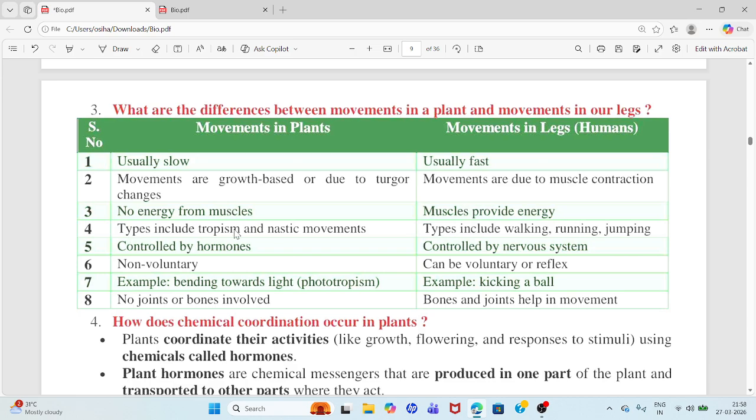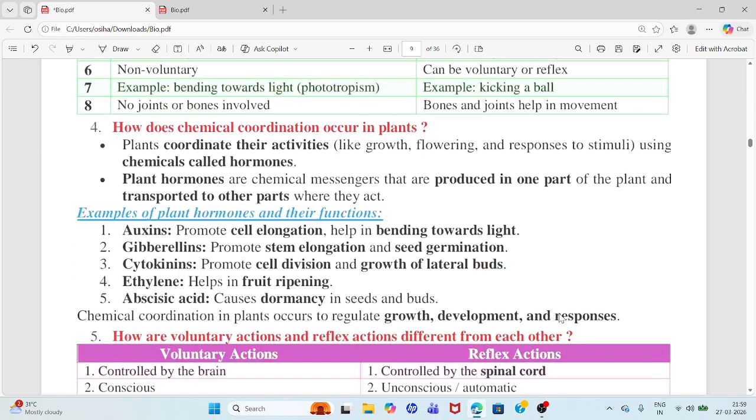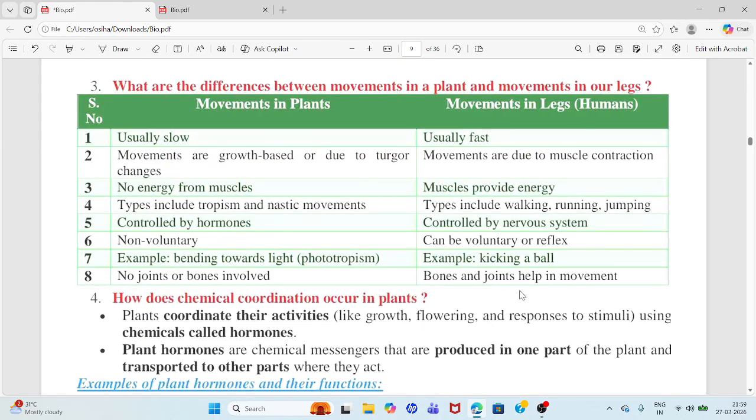Types include tropism and nastic movements. Types include walking, running, jumping. Controlled by hormones. Here, controlled by nervous system. Non-voluntary. This is voluntary or reflex. Examples: bending towards light, kicking a ball. No joints or bones involved. Here, bones and joints help in movement. So these are the differences between movements in plants and movements in legs.